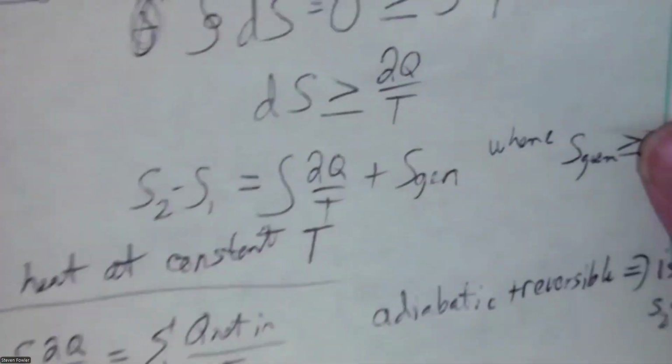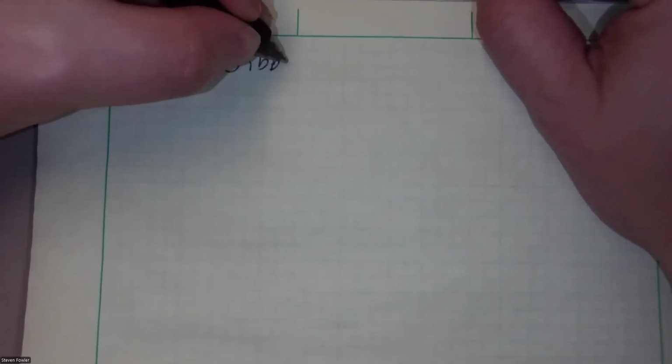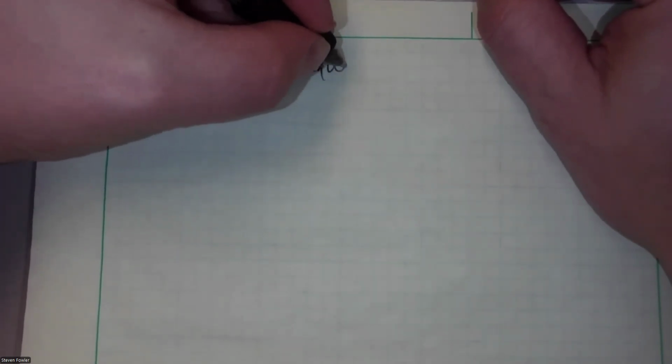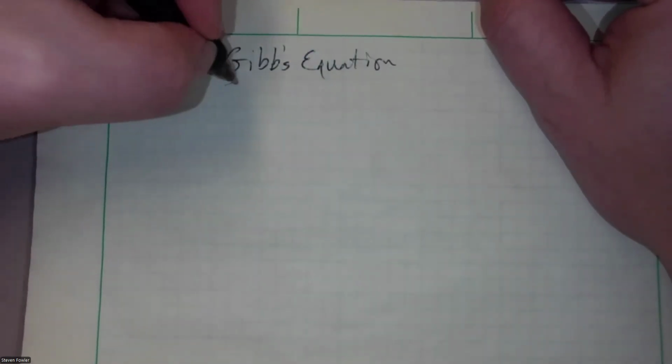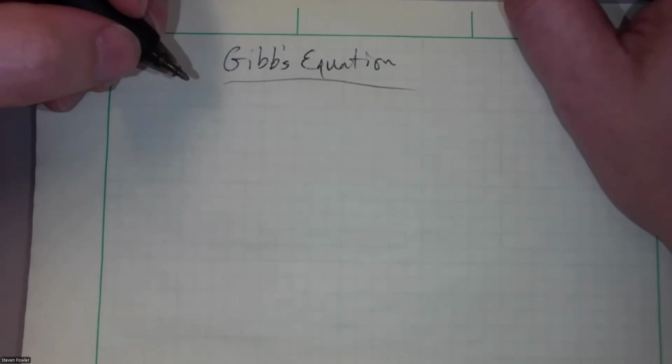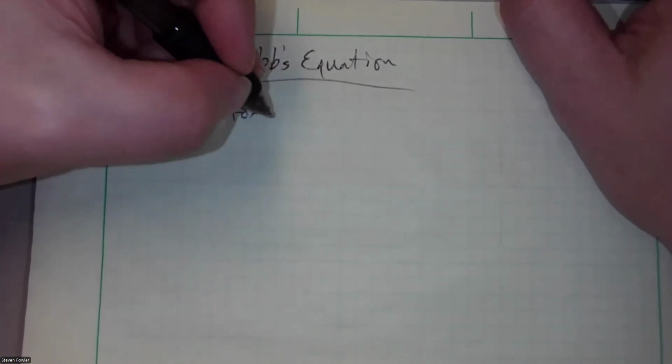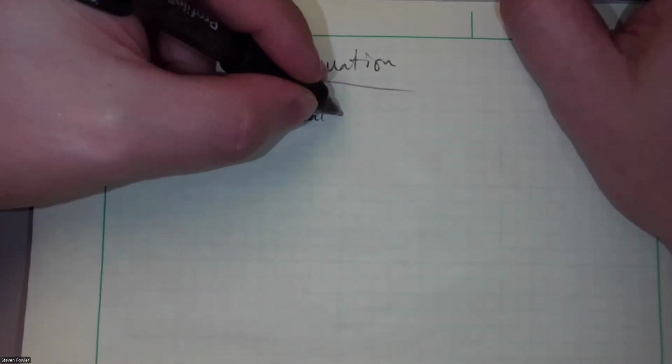What about delta S? What do we do with that guy? Well, for delta S, I can either use property tables to find S values, or I can use Gibbs equation, which we've alluded to earlier. Gibbs equation allows us to approximate delta S. I have to have specific scenarios.